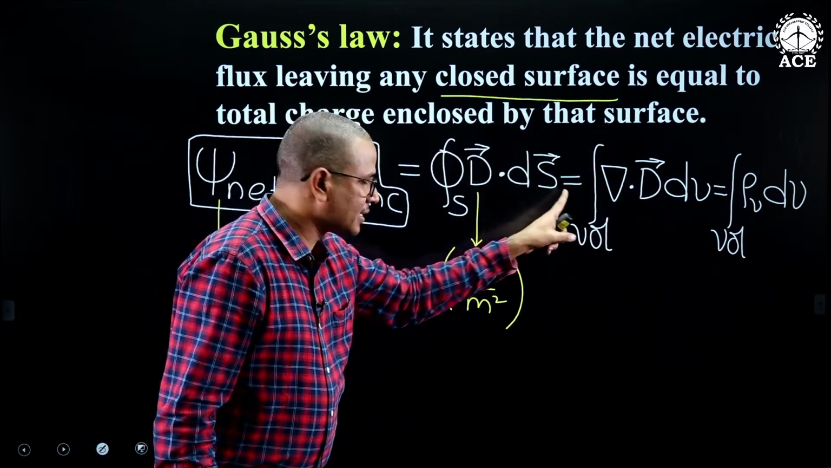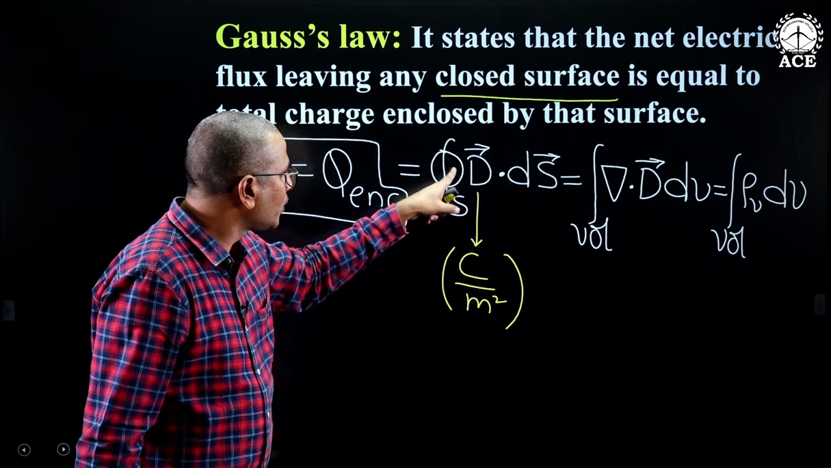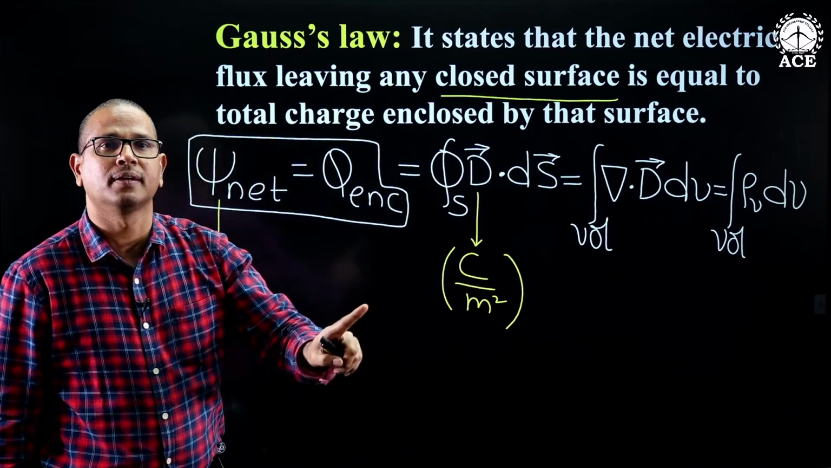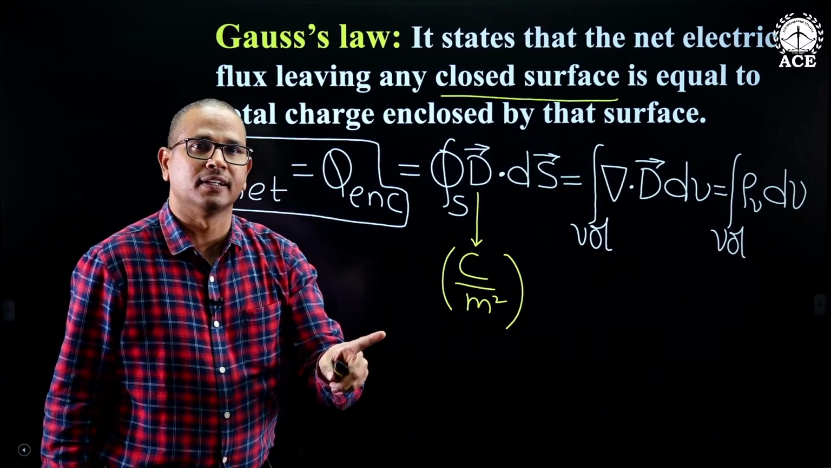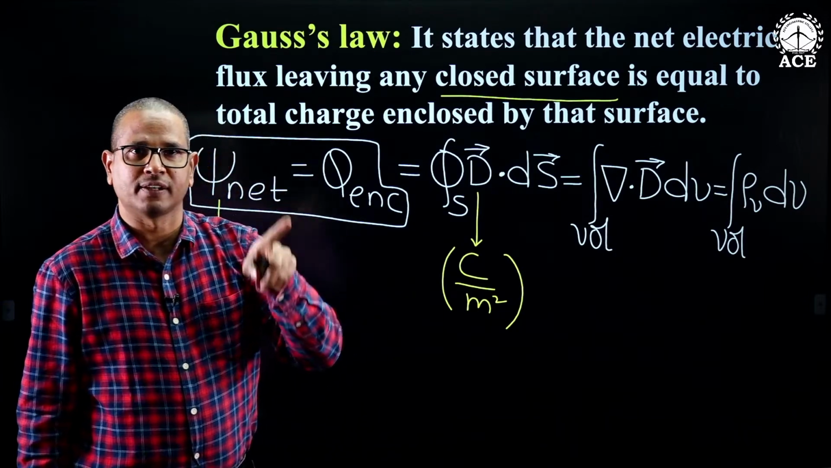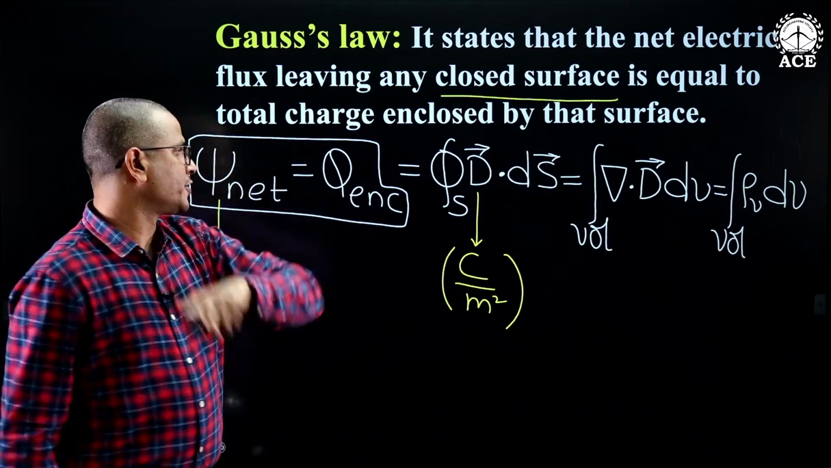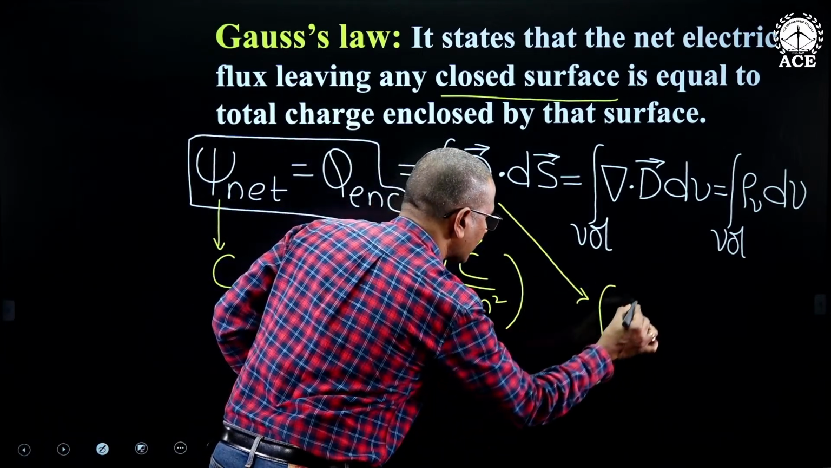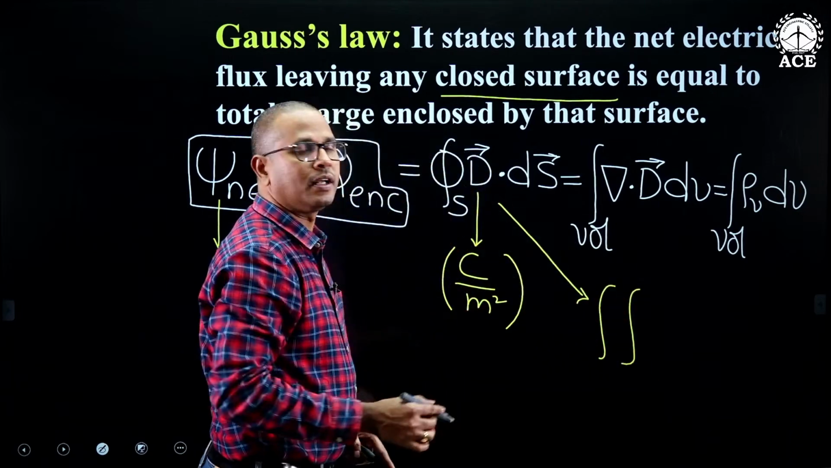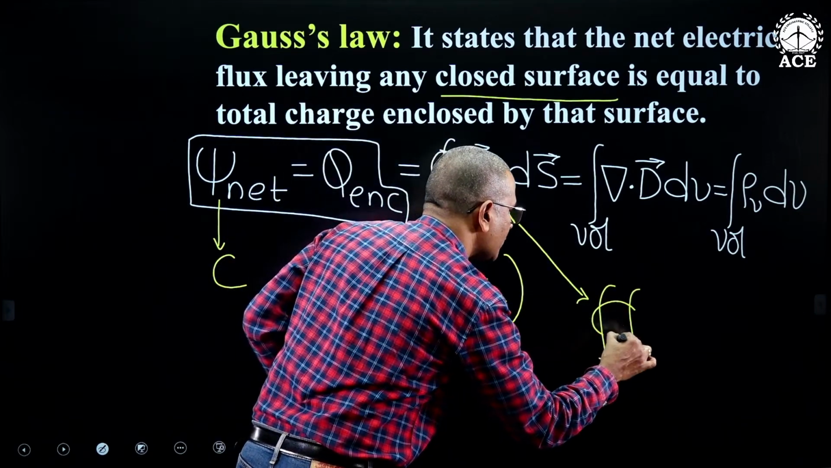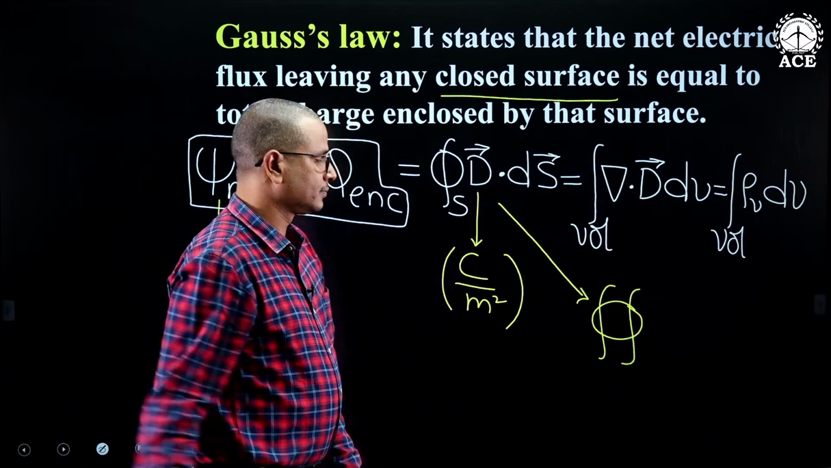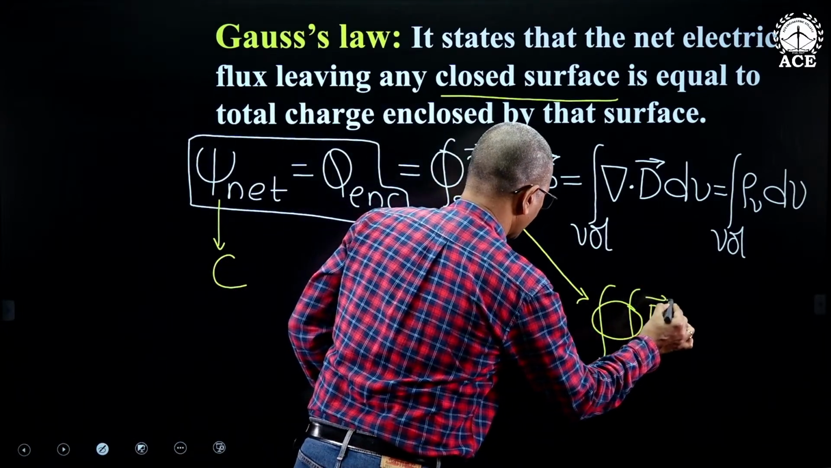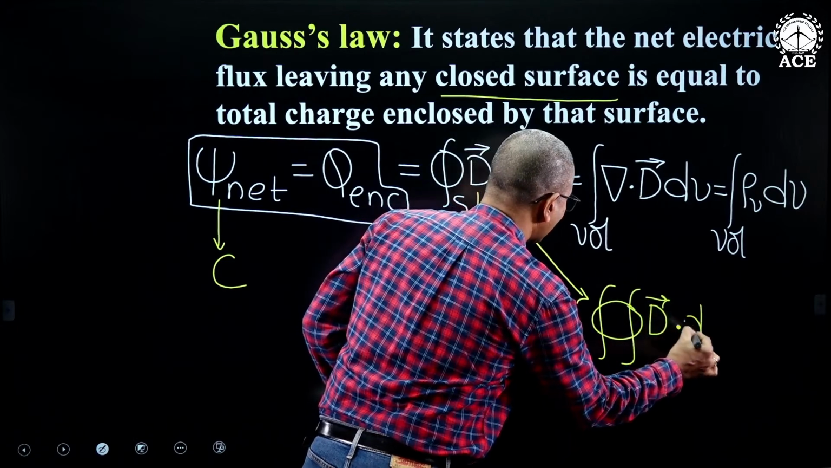Look at these two integrals, dear students. This is a closed surface. Whenever we are writing S at the bottom, it is a surface integral, and a surface integral should be a double integral. It is evaluated over a closed surface. That is the meaning of this integral, D bar dot dS bar.